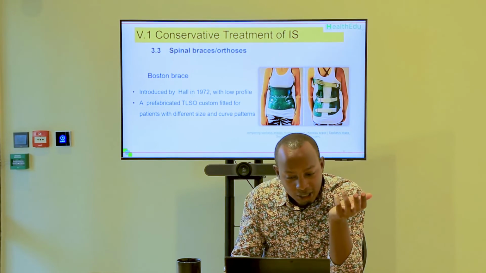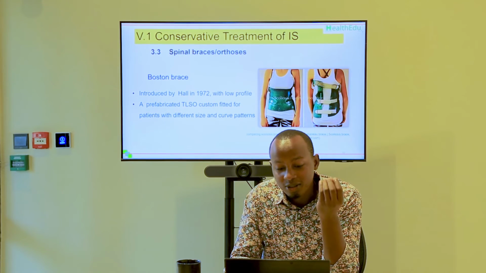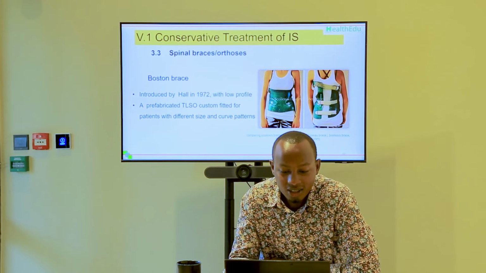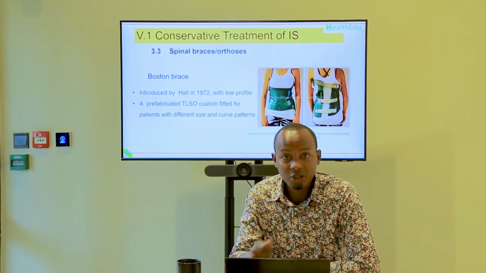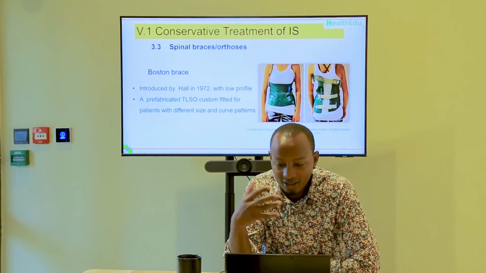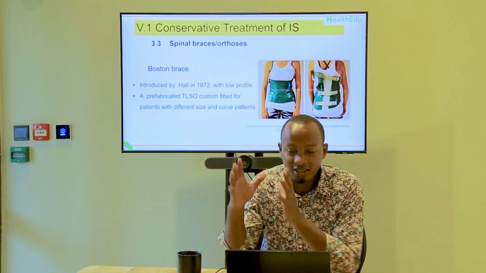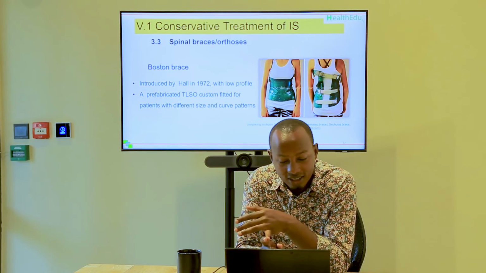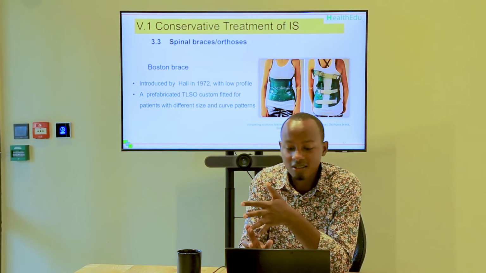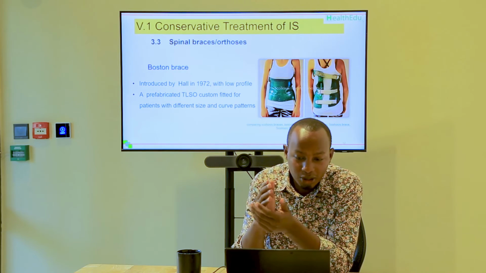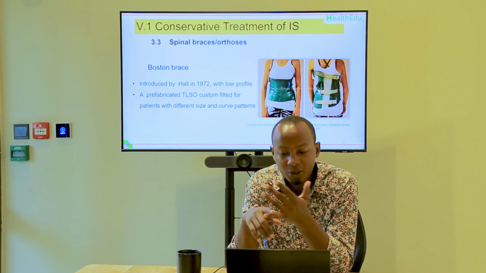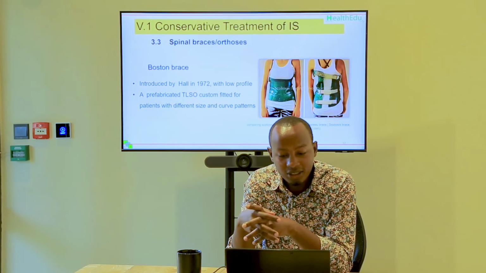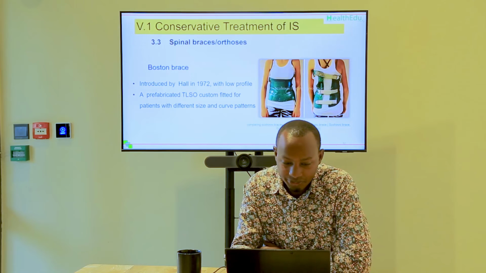When it was introduced, it was a prefabricated thoracolumbar-sacral orthosis, custom fitted for patients with different sizes and curvature patterns. So the patient didn't need to come for casting or measurements. They are prefabricated, and the patient comes and is fitted depending on their size and curve pattern. If it is thoracolumbar, thoracic or lumbar, they have to fit according to the curve pattern they have.